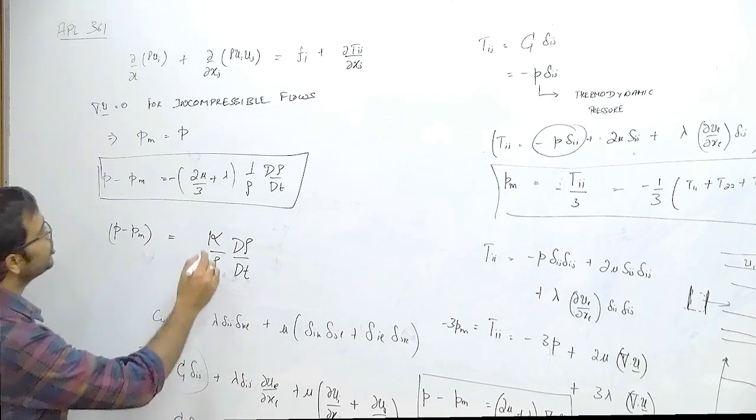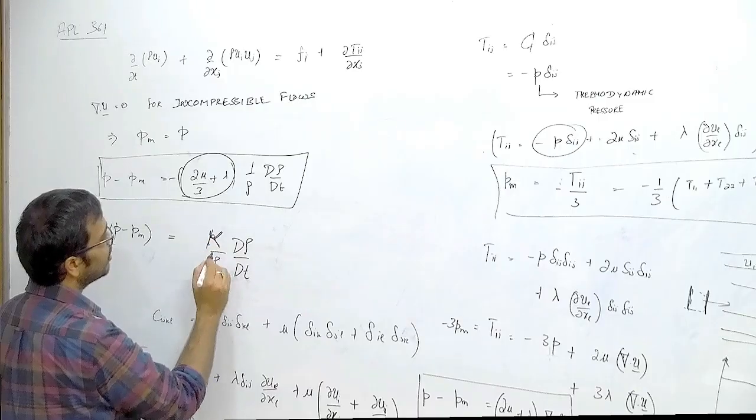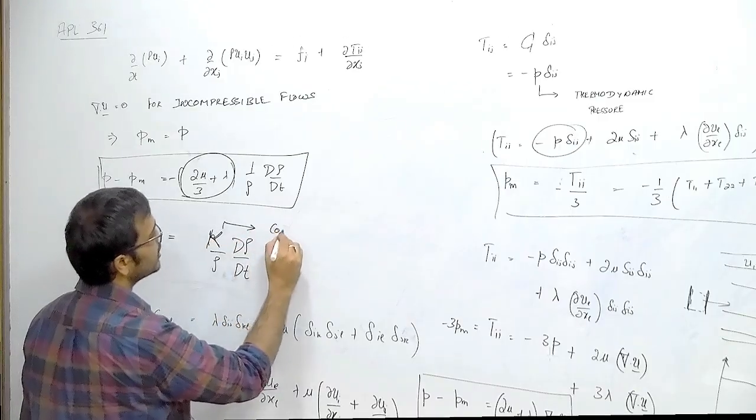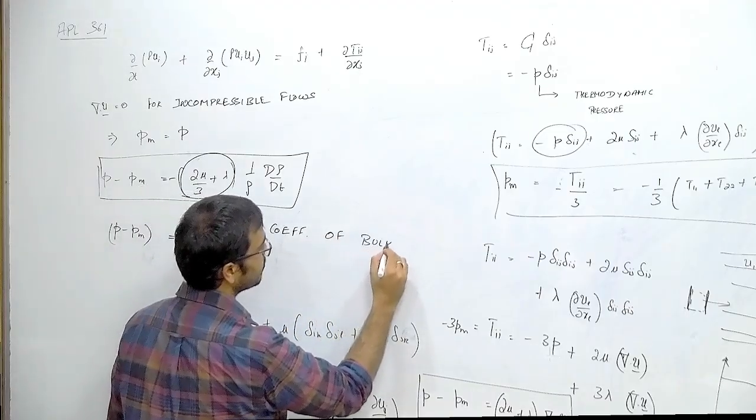Usually this 2 mu by 3 plus lambda is combined into a variable called kappa, which is called the coefficient of bulk viscosity.